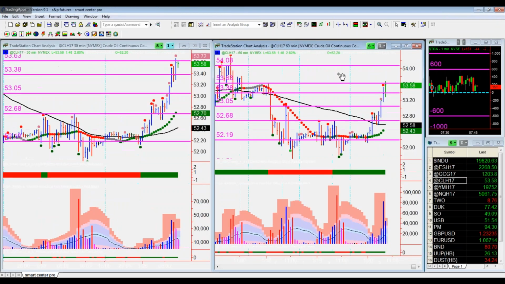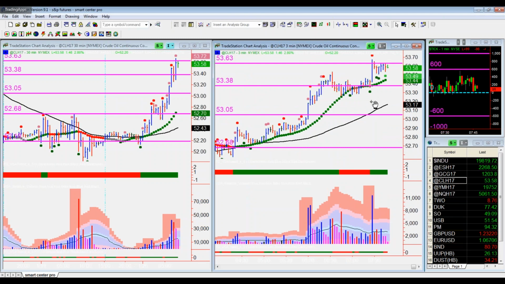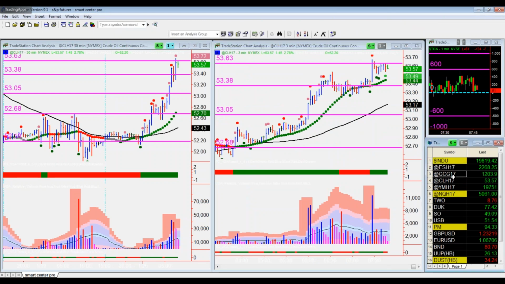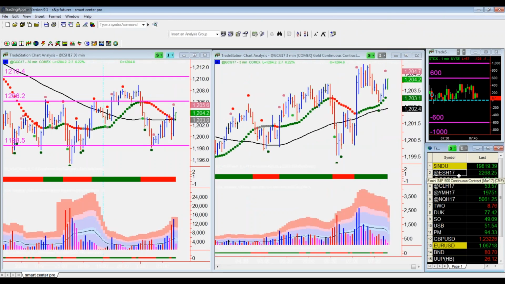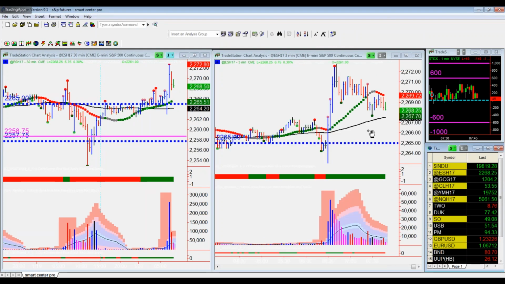So, take a look at crude light on the 3. It's kind of smacked up. If it breaks that level, it's good stuff. There's a widespread up bar followed by some testing here. Massive volume on 3-minute. Looking at the S&Ps, are they going to hold? Right now they're just kind of chopping around.